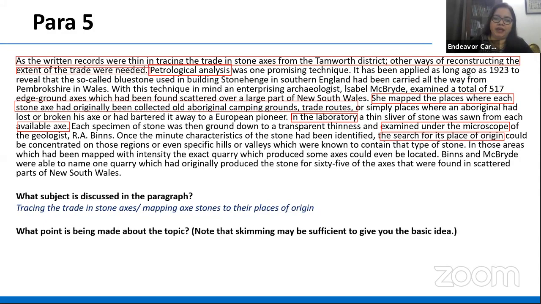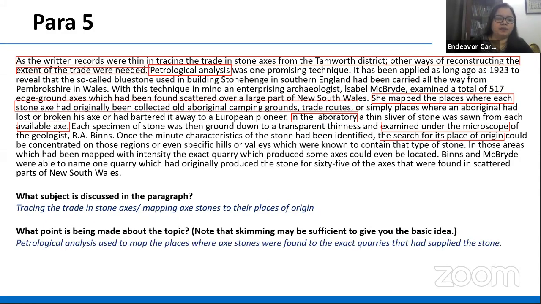So what point is being made about the topic? Now, this is where the second sentence that I gave you will come in, which is, why are we mapping these axe stones to their places of origin? To find out, to reconstruct a trade route, right? To reconstruct the trade route. And what have we used here to do that? Petrological analysis. So the subject is tracking the trade route of stone axes, mapping it, reconstructing it.